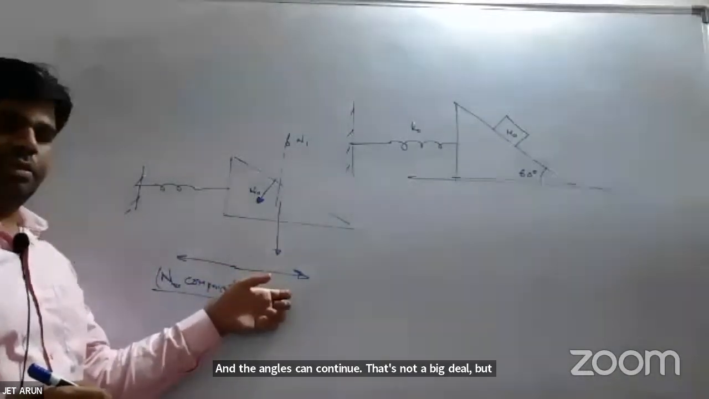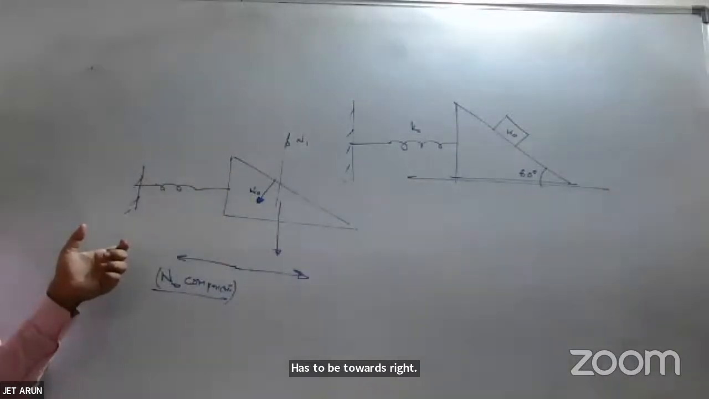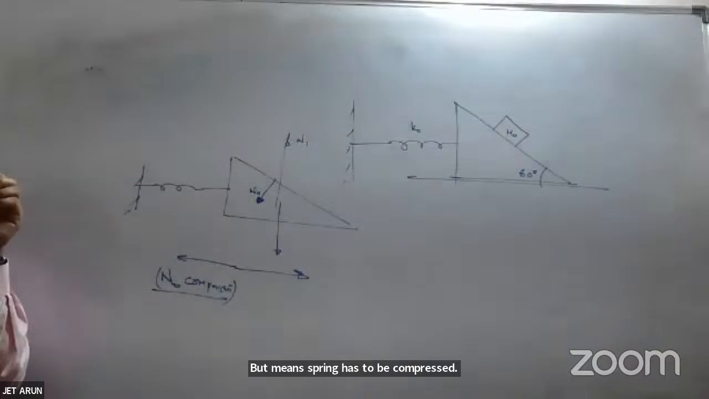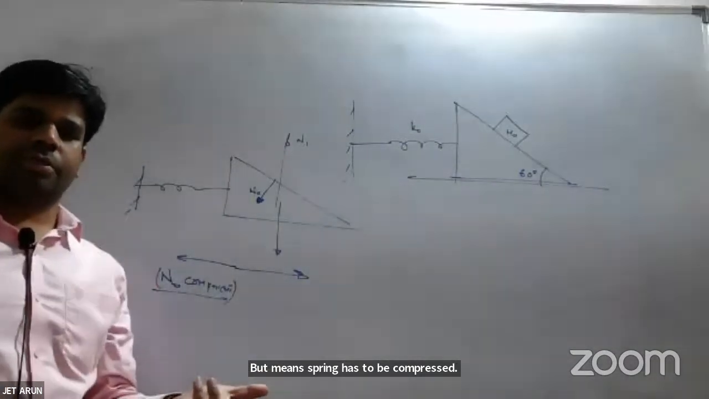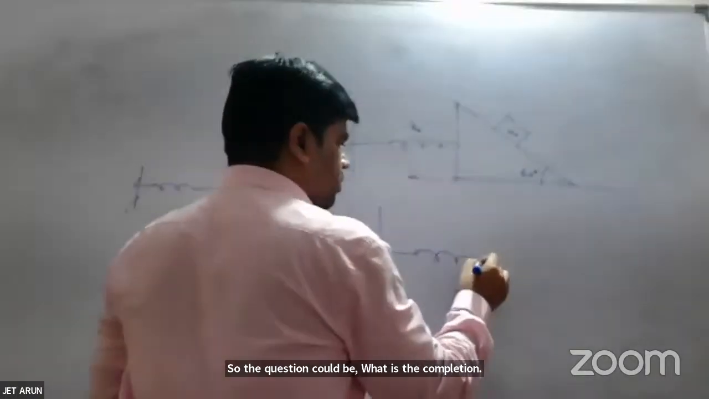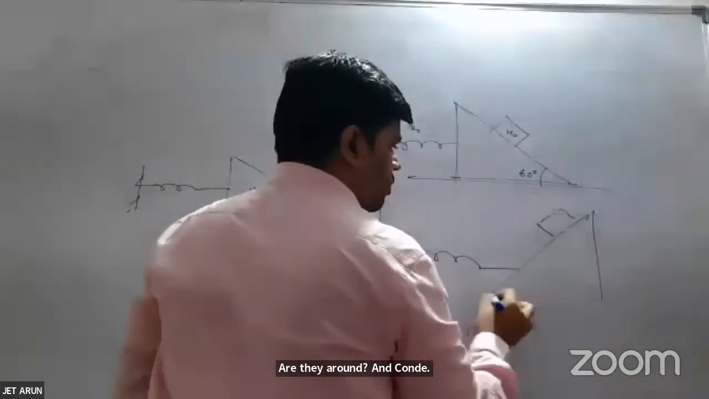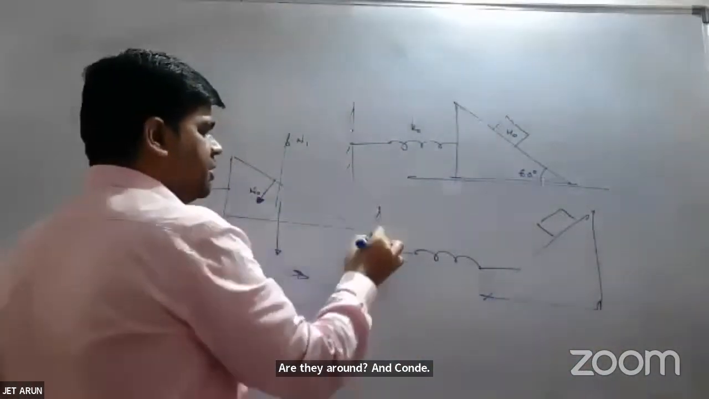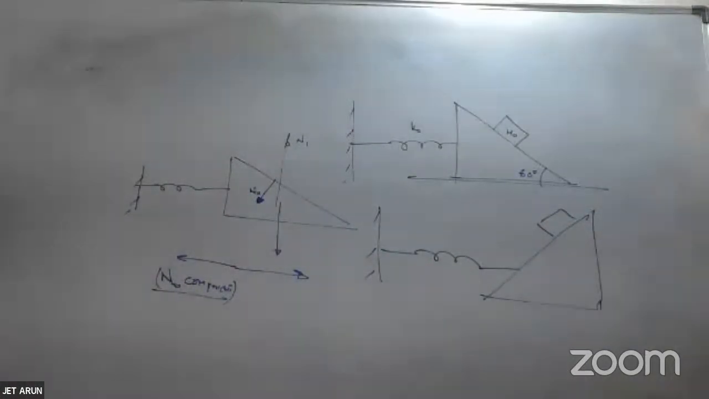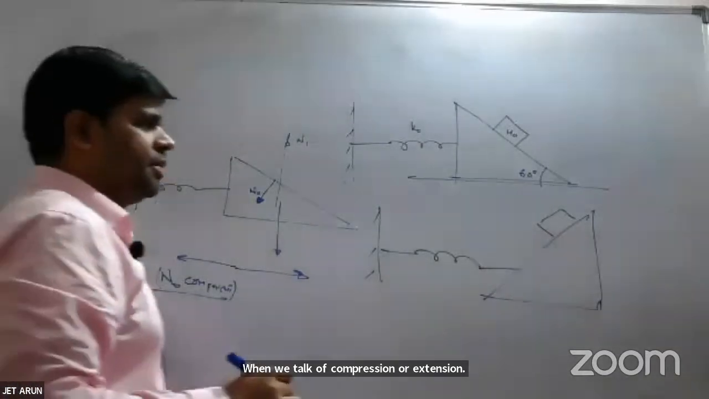Spring force is towards right, has to be towards right. That means spring has to be compressed. So the question could be, what is the compression in the spring? When I talk of compression or extension in the spring, compression only, sir. Look here, what is happening?